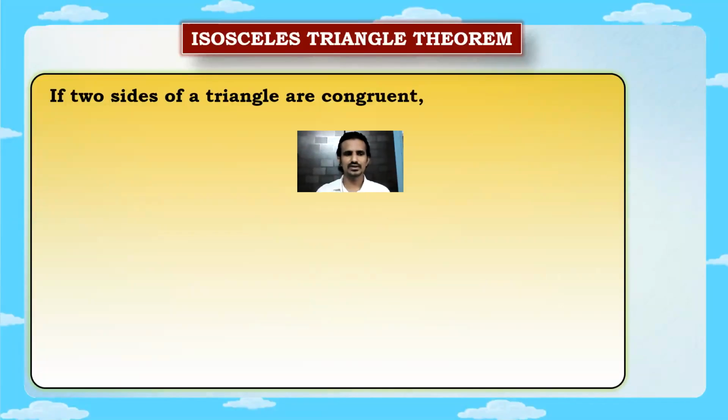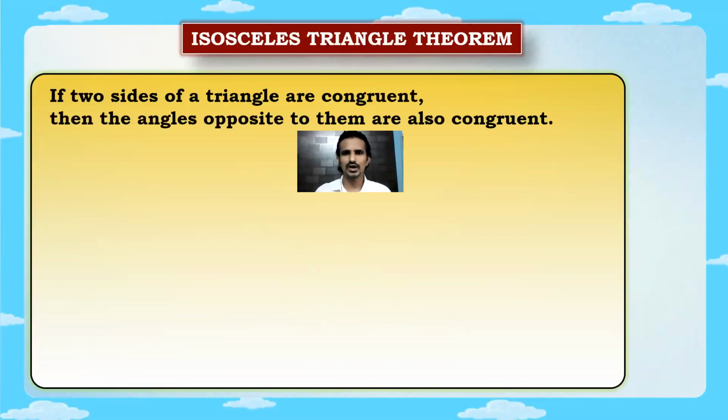If two sides of a triangle are congruent, then the angles opposite to them are also congruent. As you can see, the statement is in the form of if and then. The part before then is said to be the given part. Two sides of a triangle are congruent is the given part. Anything after then, that is, the angles opposite to them are also congruent, is to be proved.